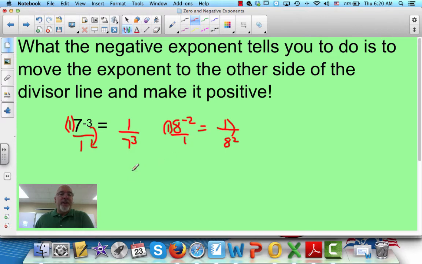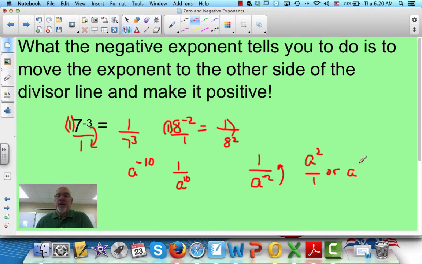So if you have a to the negative 10, to make it positive, would be 1 over a to the 10. Now think about this one. What if you had 1 over a to the negative 2? What would you do to make it positive? Yes, once again, when it crosses the divisor line, it changes the sign of the exponent. So it would be a to the 2 over 1, or just a squared.